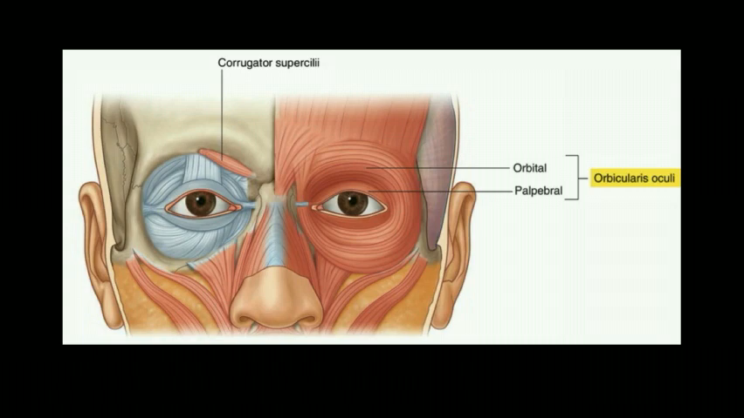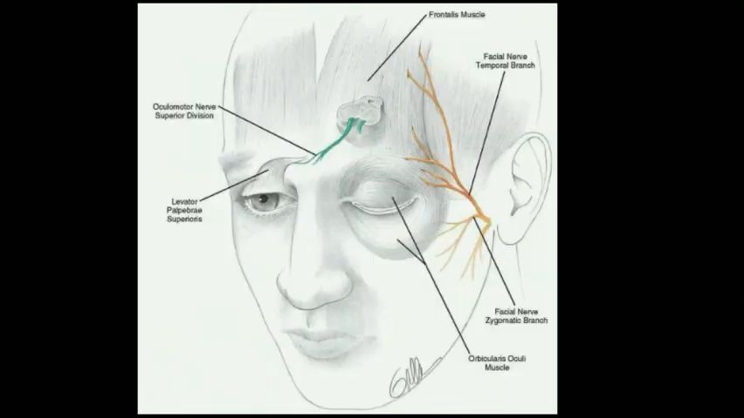We also have a lacrimal part. The lacrimal part basically dilates the lacrimal sac and it helps in drainage of the tears. Let's move on to the nerve supply of the orbicularis oculi. Just like all the muscles of facial expression, orbicularis oculi is supplied by the facial nerve, and that is the zygomatic and temporal branches of the facial nerve.